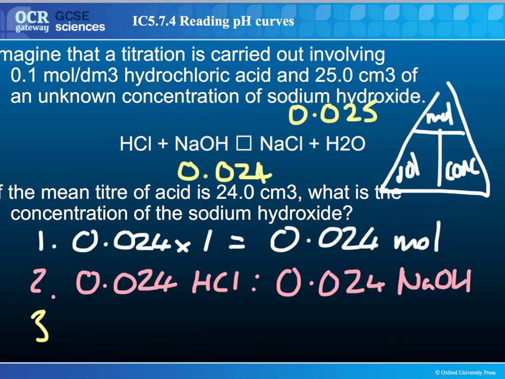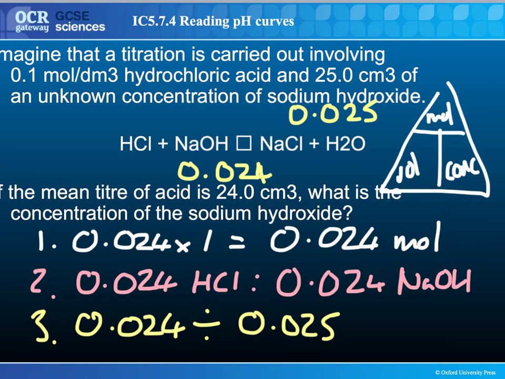Finally, step 3. If you divide the number of moles of sodium hydroxide, 0.024, by the volume of sodium hydroxide, 0.025, using the triangle here in the calculation, moles divided by volume gives you concentration, then you should end up with a concentration of 0.98 mol per dm3.